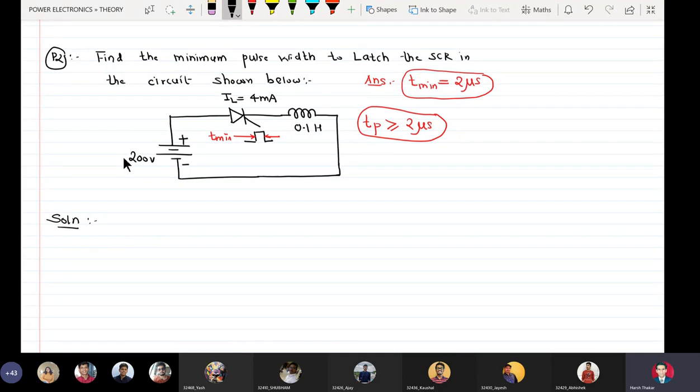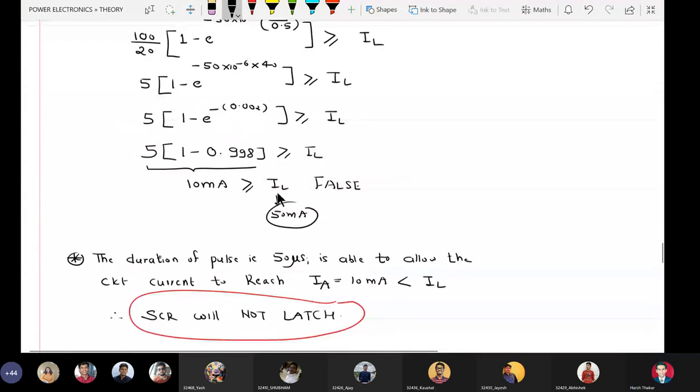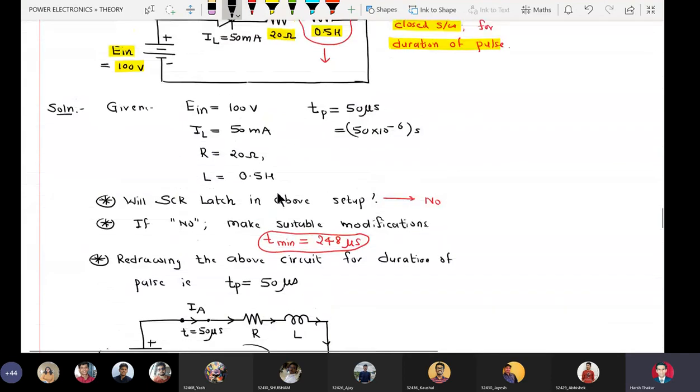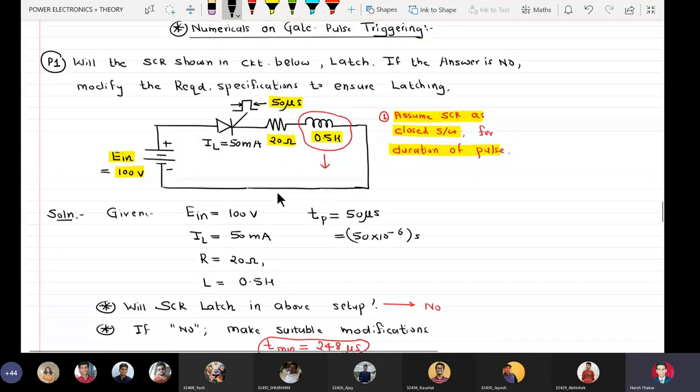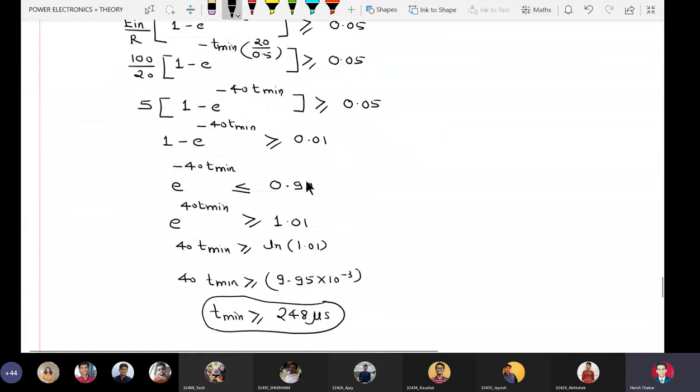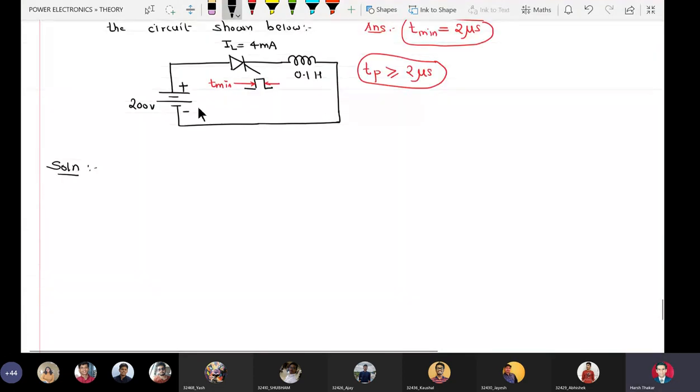Fine. So as I told you yesterday, whenever there is a numerical in which a firing pulse is applied to the SCR for a certain duration of time, in order to solve these numericals, we have to do only one thing: for the duration of that firing pulse, we have to replace the SCR with a short circuit. So we had made a mention here that in order to solve such numericals, assume the SCR as a closed switch or short circuit for the duration of the pulse. Same thing we are going to do here.